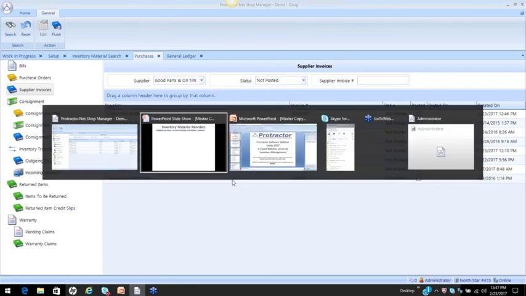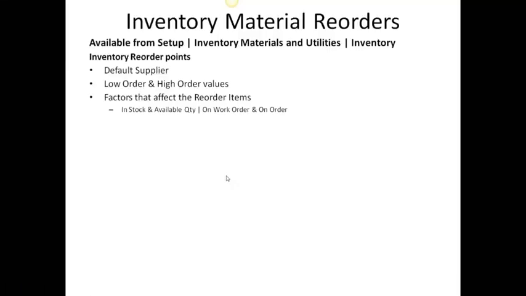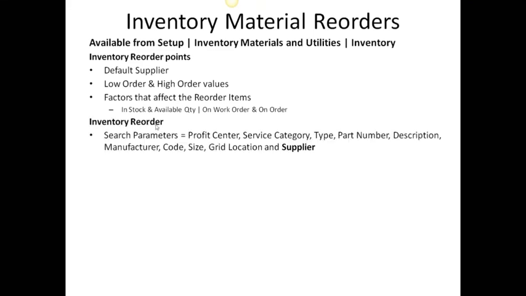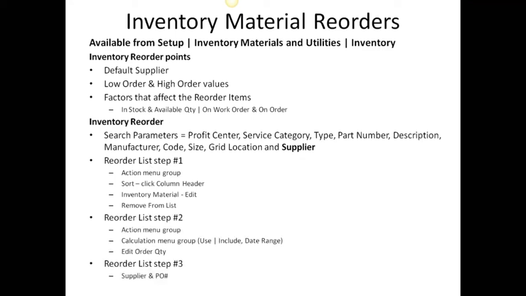So your purchase orders and inventory reorders in review, by default, set up a supplier and your values. The reorder list has search parameters. Usually, best option is by supplier. Your reorder steps in level 1, level 2, and level 3 of processing the purchase order.